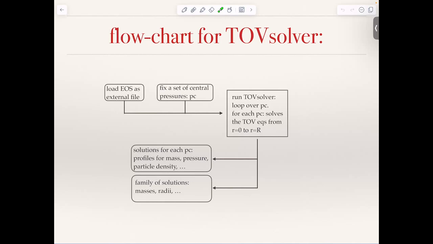Usually we give it by increasing number, but it can be by any random number because its calculation is independent from the previous one. Okay, so you need two inputs. The equation of state, we have seen this morning, is one of the equations which allows to close the system and therefore to get a solution, and one or a set of central pressures.